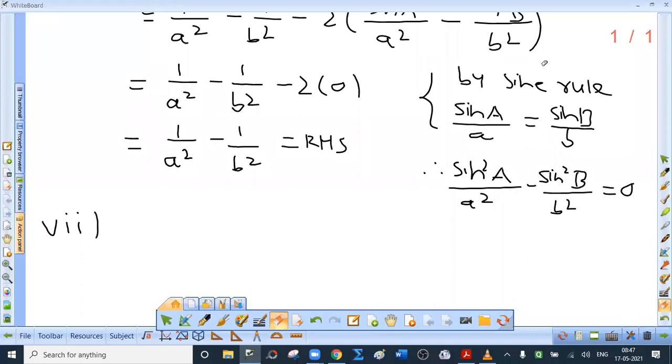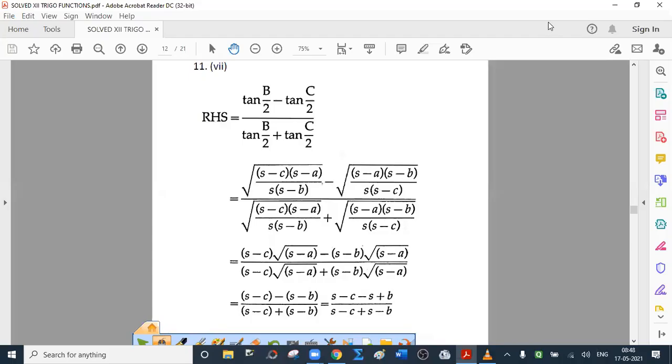Seventh, prove that (b minus c) upon a equals tan of B by 2 minus tan of C by 2 upon tan of B by 2 plus tan of C by 2. We begin with RHS. Some students may think of componendo dividendo or dividendo componendo, but remember, componendo dividendo is to be obtained not on ratio but on proportion, right? So begin with RHS. Now use half angle formulae.